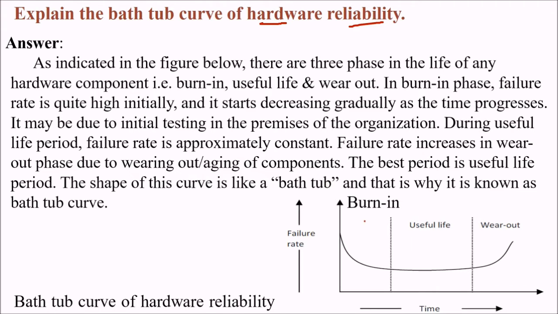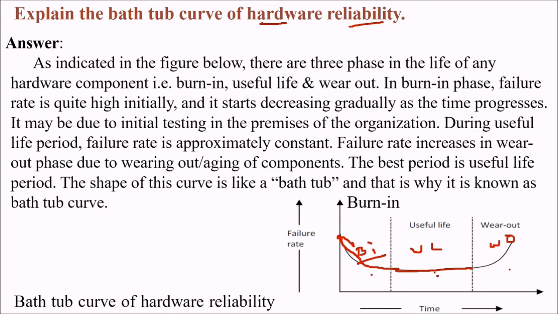What it means is there are three phases in the life of any hardware component: 1, 2, and 3. First is your burn in, then the useful life, and then the wear out. In the burn in phase, the failure rate is quite high initially, and it starts decreasing. It is very high in the beginning, but it drops gradually as time progresses. It may be due to some initial testing in the premises of the organization or some other reason like this.